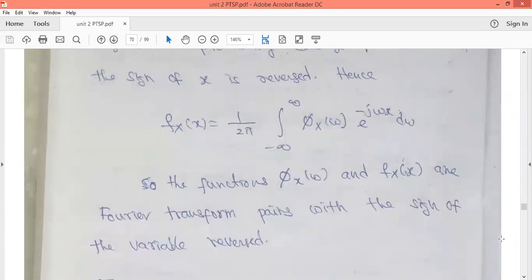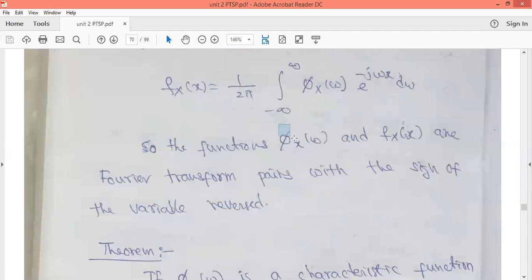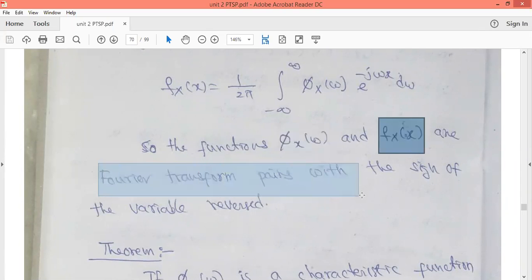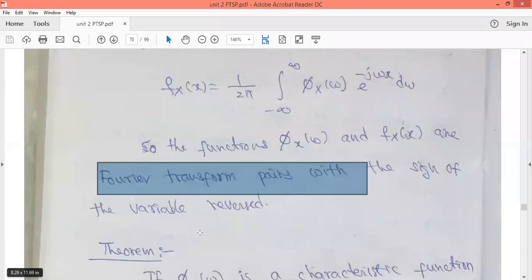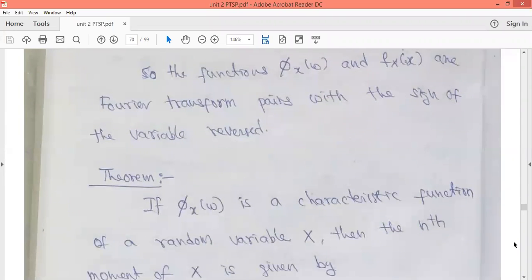So what can we say? Phi x of omega and f x of x form Fourier transform pairs, but the signs of the variables are reversed. Wherever you have minus in the Fourier transform, here we have plus. So this gives us a Fourier transform pair with the signs of the variables reversed.